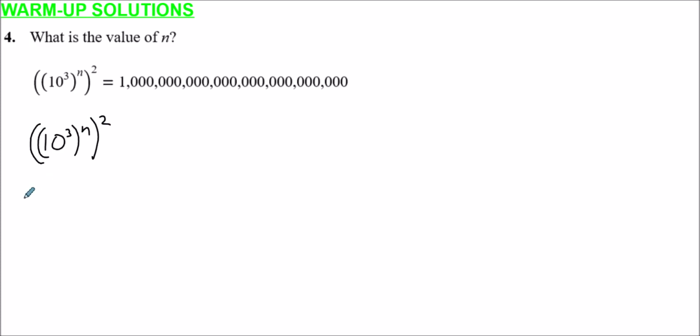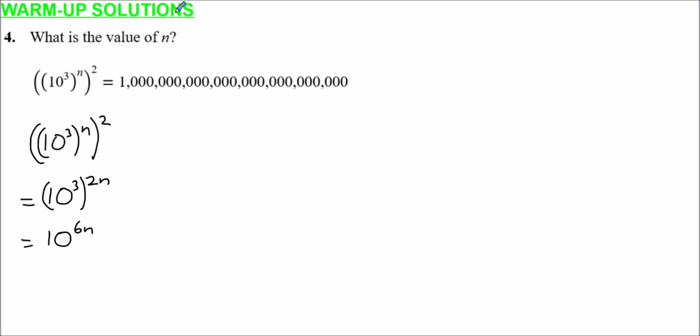Okay, so what we have here is 10 cubed, to the power n, to the power 2. This power of a power we can work out by multiplying the powers. n times 2, that's the same as to the power of 2n. Now we can do the same thing again. To the power 3 to the power 2n, we can multiply these two powers. 3 times 2n, that's the same as 10 to the 6n. So all of this here is the same as saying it's 10 to the power 6n.